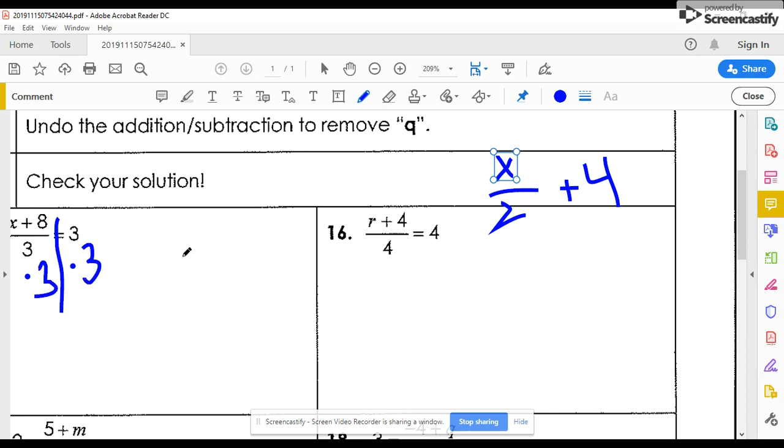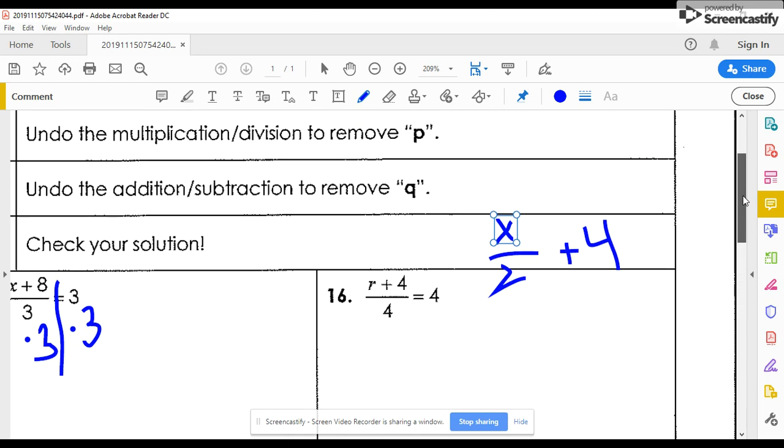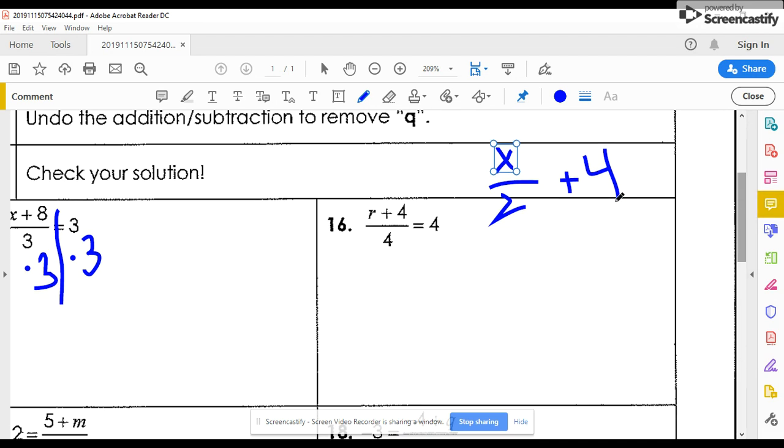So if you look up at our steps, we're first actually doing the multiplication, which is opposite of what we've been doing, to get rid of the denominator. Let's see, this 3 and this 3 cancel. We're left with x plus 8 equals 3 times 3 is 9. And then we have a one step.